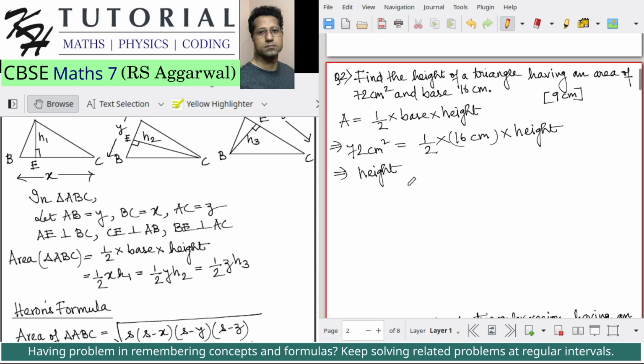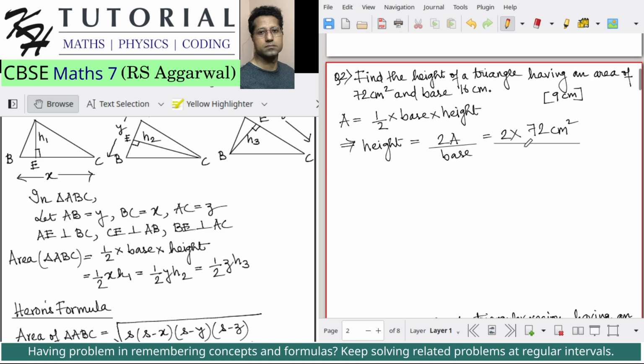Actually, a better way of solving this problem is that we know area A is equal to half into base into height. So from here we can say that height, which we have to find, based on the formula will be twice A divided by base. Also base will be equal to 2 times area divided by height. Now we need to put the values of area and base. Area is 72 centimeter square and base is given as 16 centimeter.